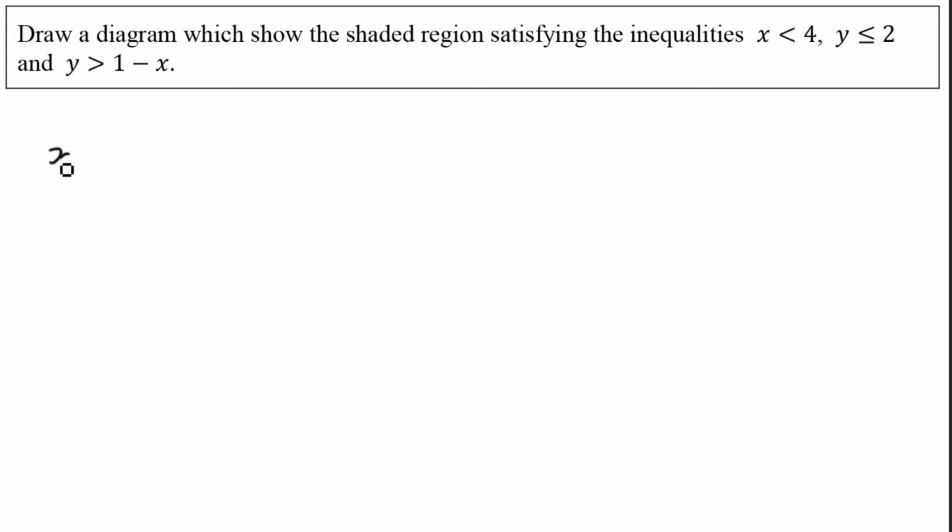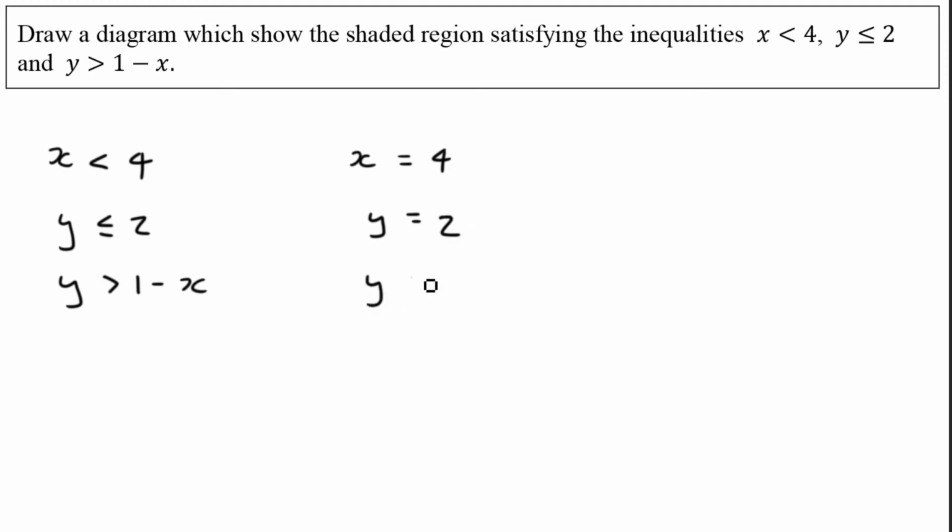The way we should start is, for each of these inequalities, we should start off by drawing the straight line where we replace the inequality by an equality. So let's draw the straight lines. x is 4, y is 2, and y is 1 minus x.